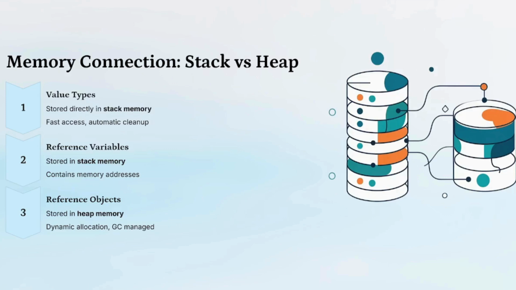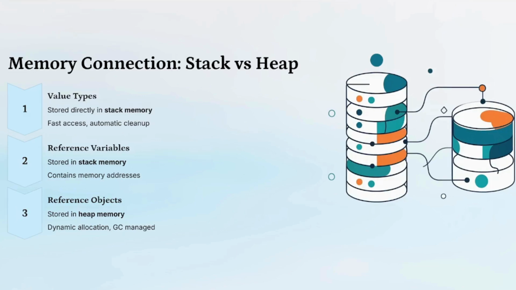Now, let's connect this with what we learned earlier in stack and heap because this is where everything comes together. First, think about value types. The actual value is stored directly in the stack, and that's why it is fast and it gets removed automatically when the method ends. Now, coming to reference types, it works a little differently. The variable itself is stored in the stack, but it doesn't hold the actual data. Instead, it holds a reference, basically the address of where the object is stored.